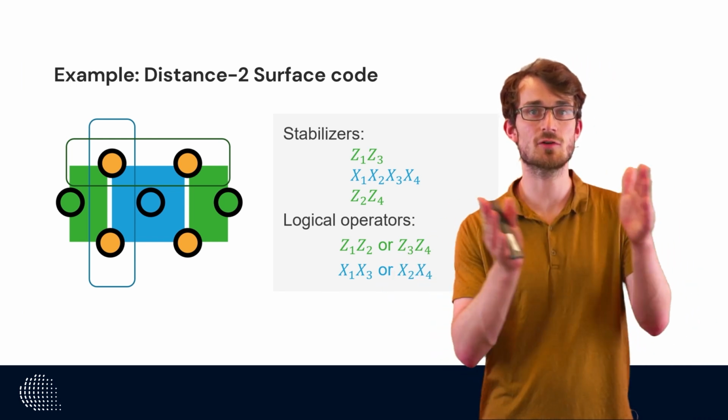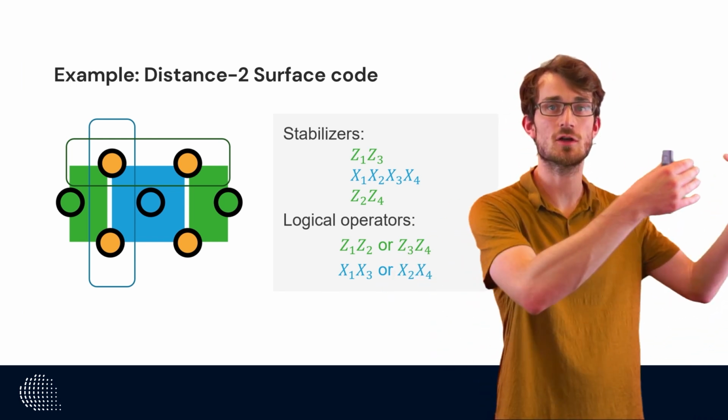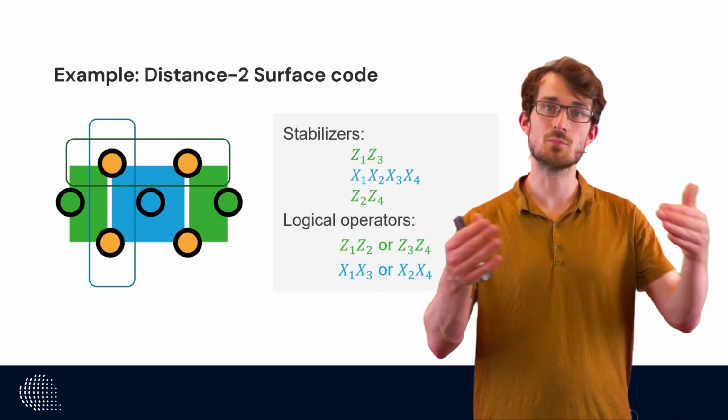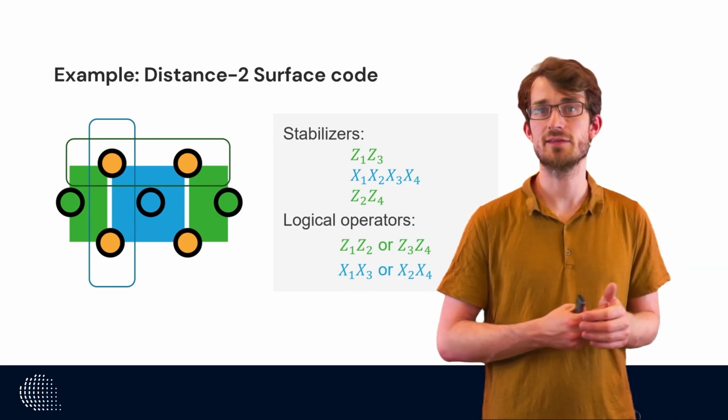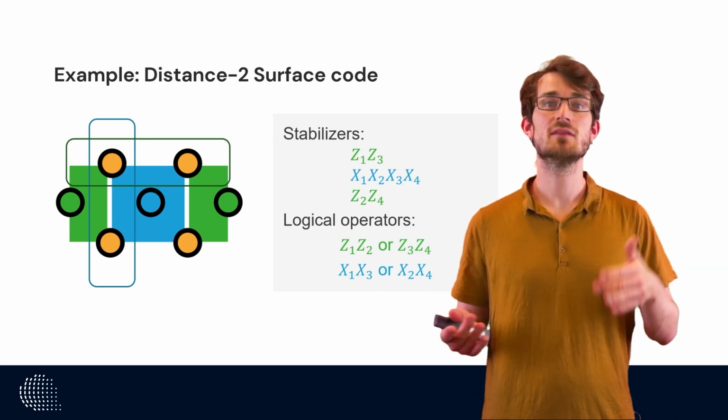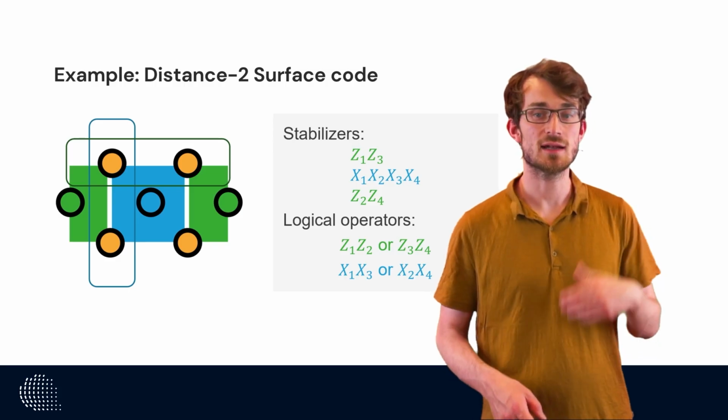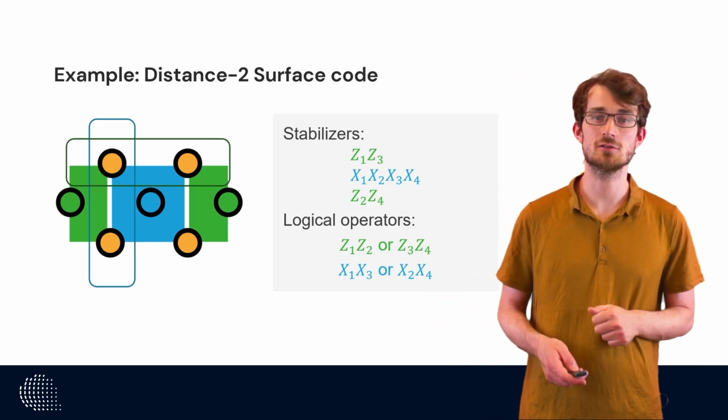So what we can do at the end of a quantum algorithm, if you want to measure your logical Z, is you can measure both and you can check, are they the same? If they're not the same, then you know an error occurred. That can help you in decoding errors in your algorithm.